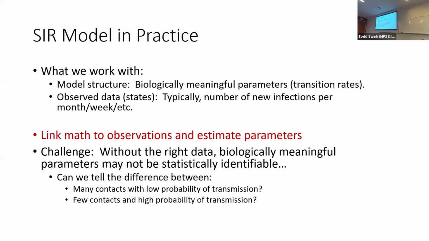The challenge is if you don't have the right data, these biologically meaningful parameters are really hard to identify statistically. And I gave the example of, how do you tell the difference between a new disease where you've got a lot of contacts and a low probability of transmission, or one with a few contacts and a high probability of transmission? They can generate the same number of cases in a given week. Now, if I have extra information on the number of contacts, then I can start to tell those apart. So one of the games in some of these models, like if you introduce a vaccine into the system, is trying to figure out what extra information would help me tell these things apart.